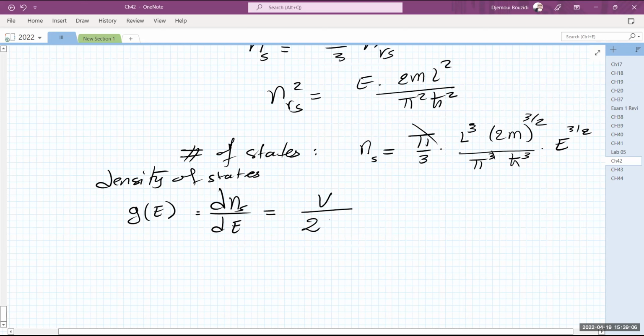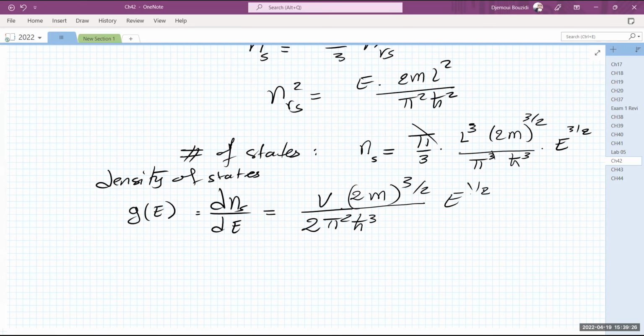And of course, I have a pi squared in the denominator, h bar cubed, times this 2 times m to the power 3/2, and times E to the power 1/2. The square root of the energy, basically. That is really what, oh man, did I lose a page? Yes, so this is the square root of the energy.